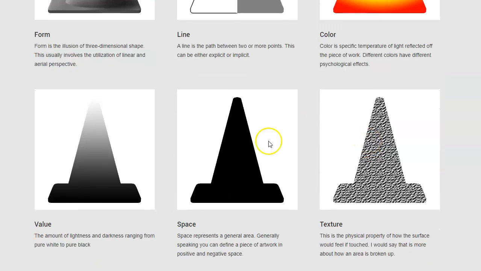Yeah. Value is the light and dark. Sometimes they'll say tints and shades of a color. So obviously a really dark value versus a really light value, you get the idea.